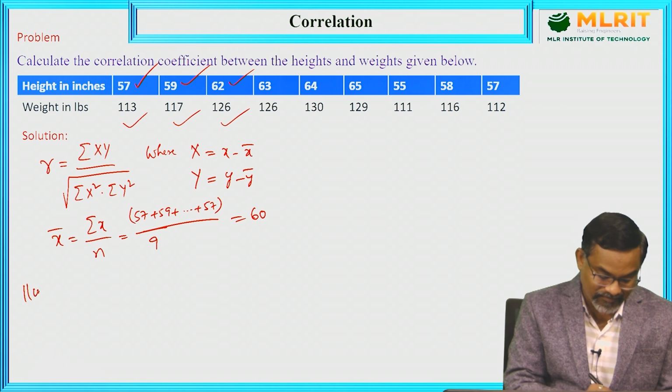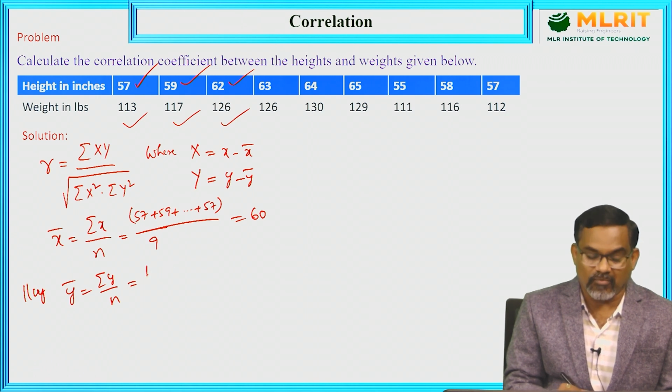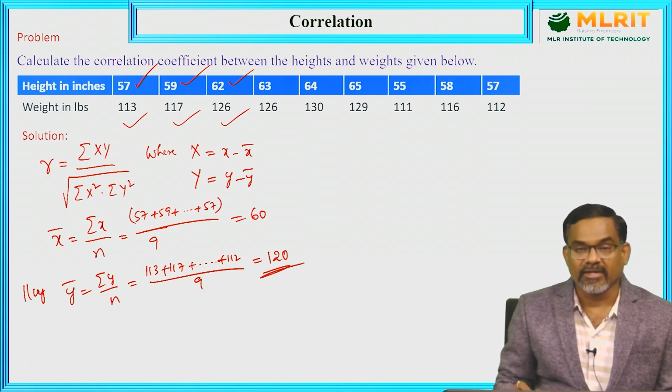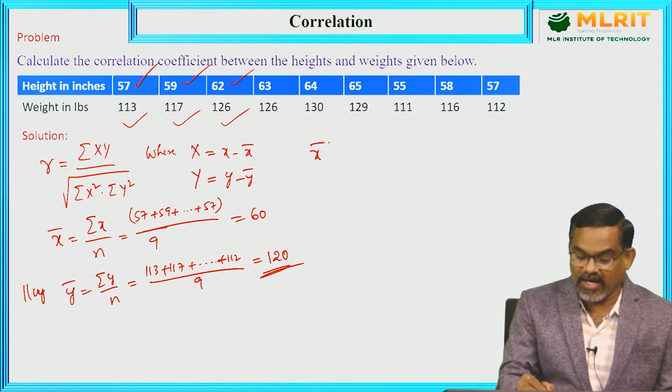Similarly, y bar is sigma y by n. So 113 plus 117 plus so on, the last value is 112, divided by 9, which results as 120. Hence, x bar is 60, y bar is 120.